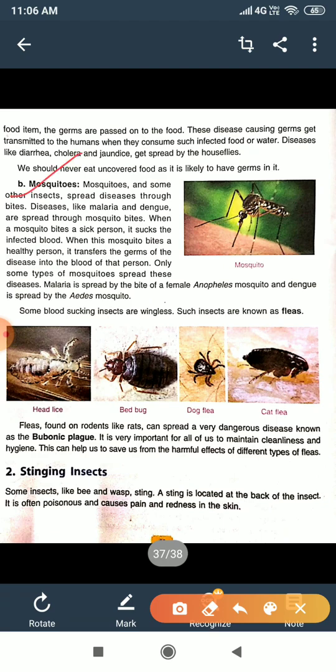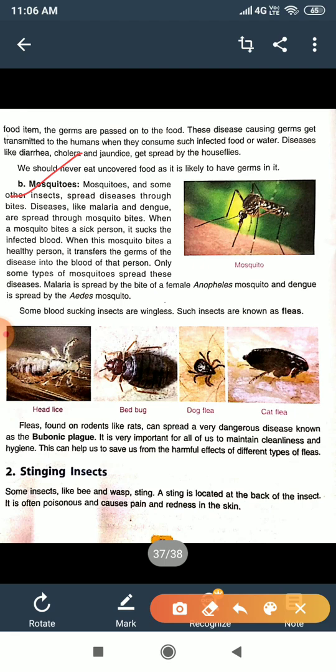I think many of you have seen mosquitoes, and mosquitoes and other insects spread diseases through their bites. Diseases like malaria and dengue are spread through the mosquito bite. When a mosquito bites a sick person, it sucks the infected blood, and when this mosquito bites a healthy person, it transfers the germ of the disease into the blood of that person, and then what will happen?